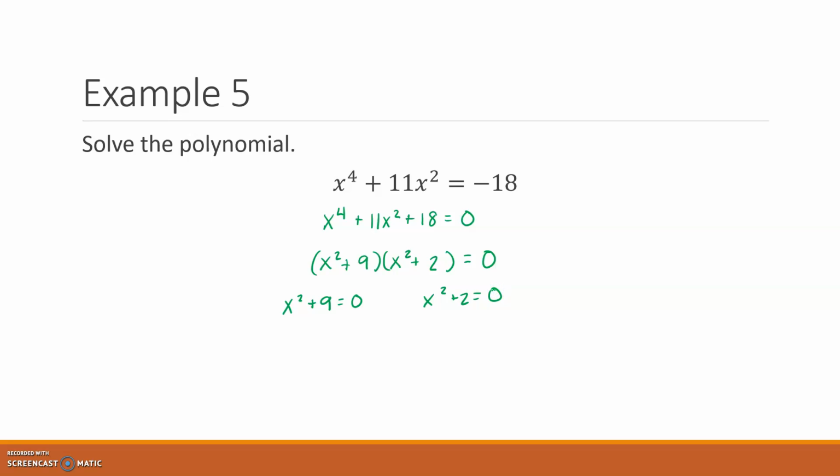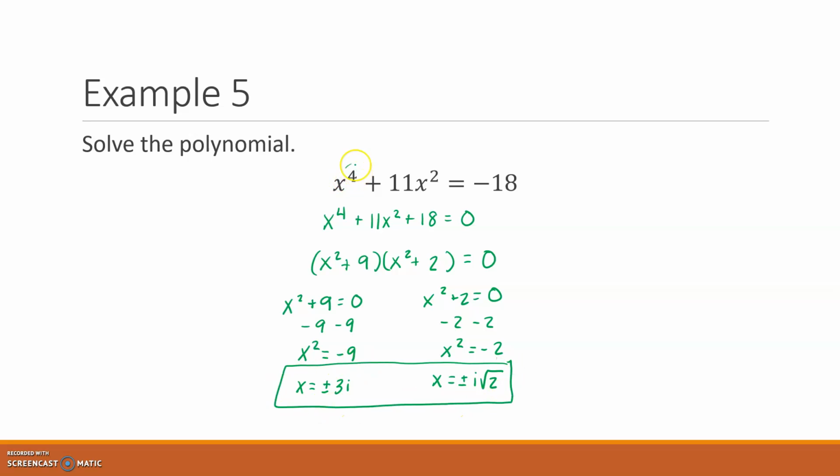All right, try finishing this problem up and see what happens when we solve for x in each of these. What do we get? Because there's no x term, we're just using the square root method. So subtracting 9, we would get x equals plus or minus 3i. Over here, we would subtract 2 and get x squared equals negative 2, and x equals plus or minus i radical 2. I started off with an x to the 4th, and if I count them up, I've got 1, 2, 3, 4 answers. So I did something right.